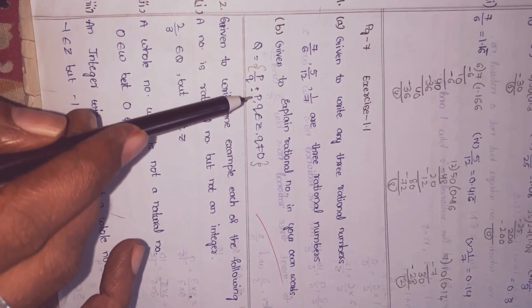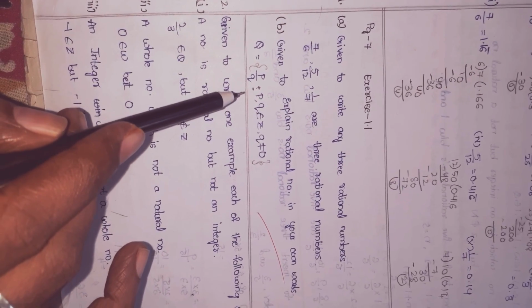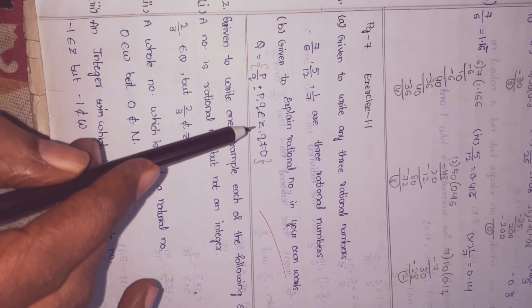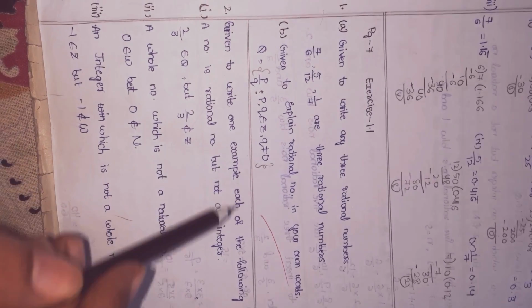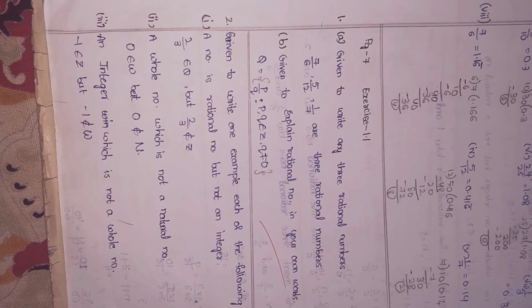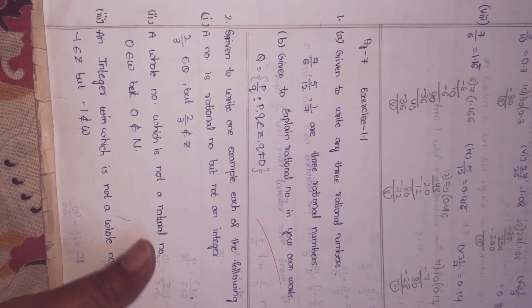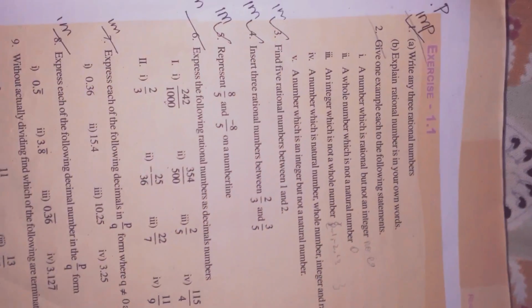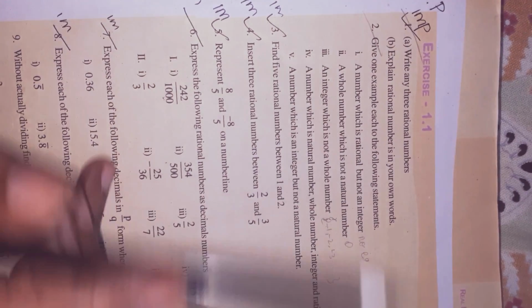So Q is equal to open the curly brackets, p by q such that p comma q belongs to Z, comma q not equals to 0. So you can express in your own views. Next, the second question is given like this, children. Give one example each of the following statements.